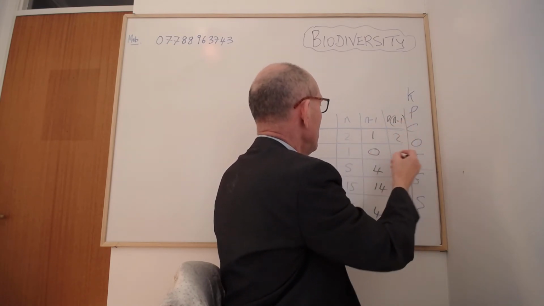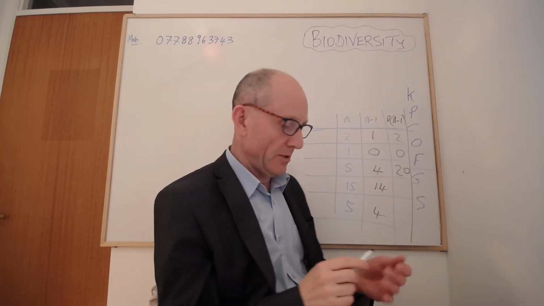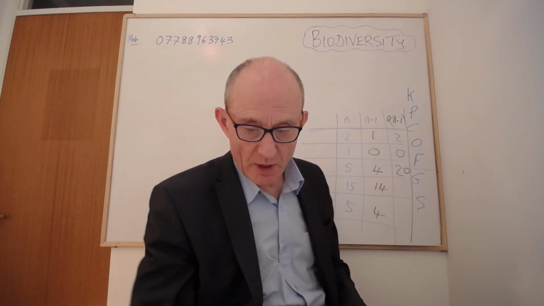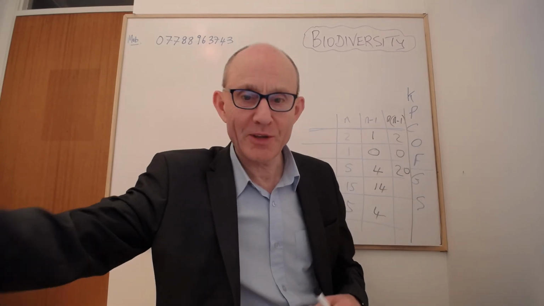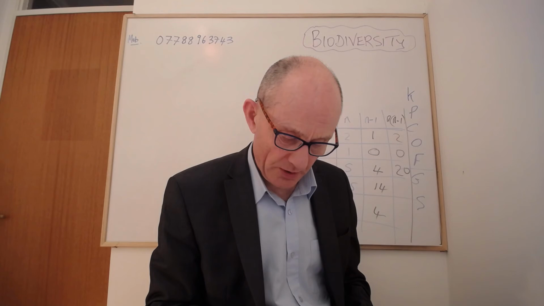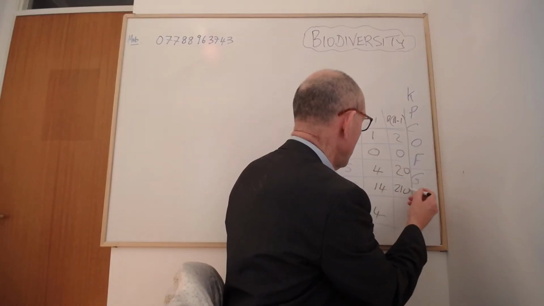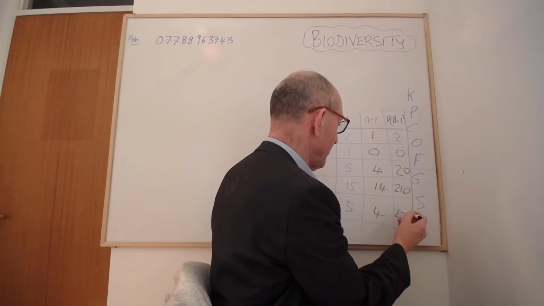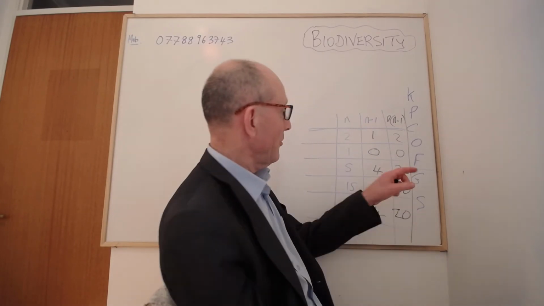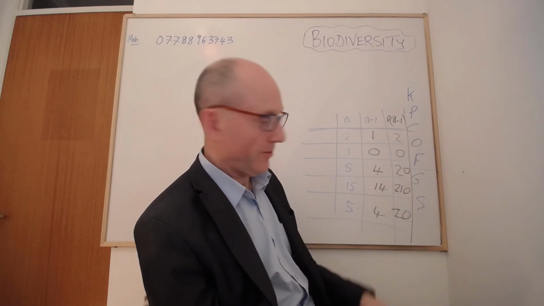So 2 ones is 2. 1 noughts is naught. 5 fours is 20. 15 14s is 200, and you better just calculate on a calculator. 15 by 14 equals 210, so it comes out at 210 there, and then 5 fours is 20. So you add those numbers up. So 20 is 230, 250, 252.